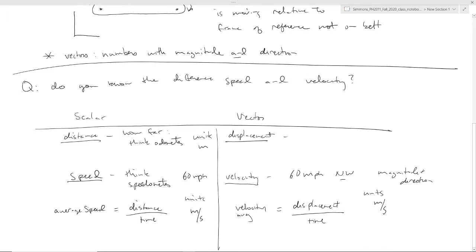As opposed to displacement, which is a vector, and it contains information about direction. So it's how far in a particular direction. And I'll give you some examples here in a second.